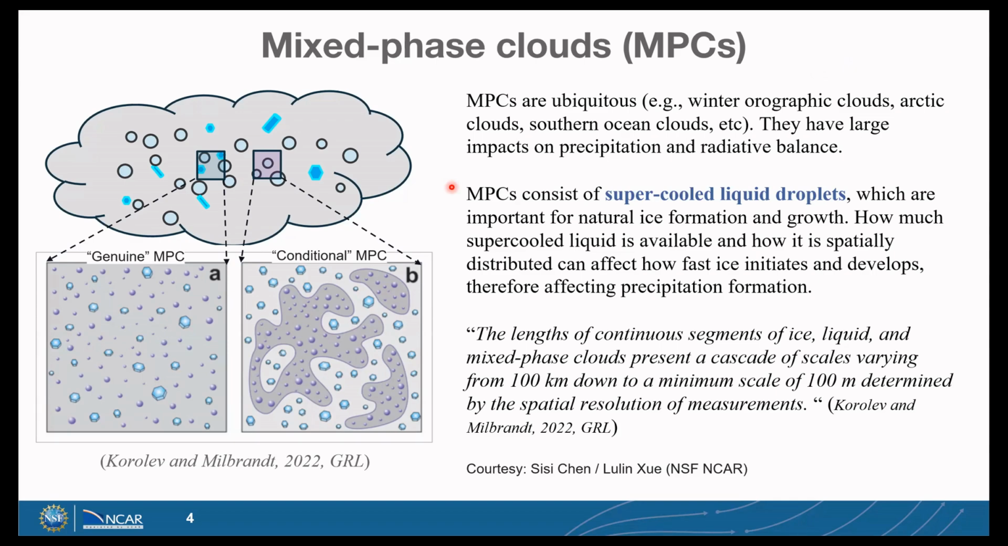And so this is really telling for how we're going to generate ice formation and grow our ice, how much liquid, essentially supercooled liquid, is available in the cloud. How it's spatially distributed is important as well. I won't go into those details, but here is a nice schematic showing this more genuine mixed phase cloud, where you have an even distribution of liquid and ice, versus this more conditional mixed phase cloud, where you have pockets of regions of liquid and ice.